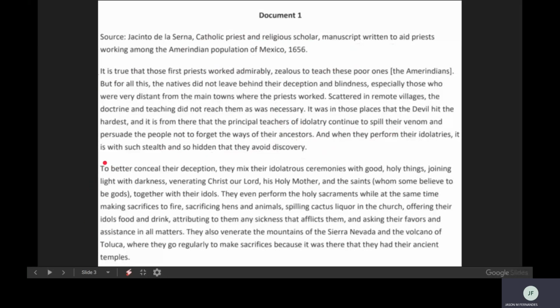We see syncretism, right? We do see the old ways being practiced, but they're being practiced alongside this new belief system that's come in, Christianity, right? So he says they're venerating Christ our Lord, the saints, they're performing the holy sacraments, but at the same time, they're making sacrifices to fire, right? They're sacrificing hens and animals, etc. So we see syncretism here. That's what the description is, right?